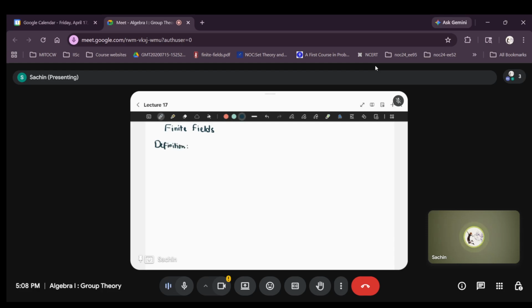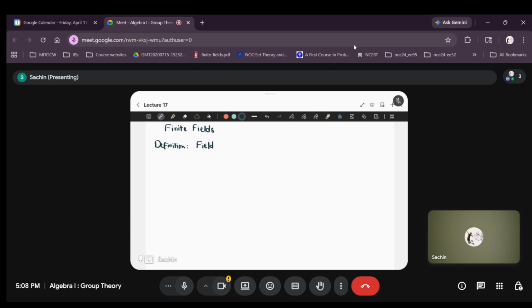We already know what a field is. A field is a ring in which every non-zero element has an inverse, and we called the elements that have inverses units in a field. So this is the multiplicative inverse I am talking about. So a field is a ring in which every non-zero element is a unit. A finite field is simply a field containing a finite number of elements.